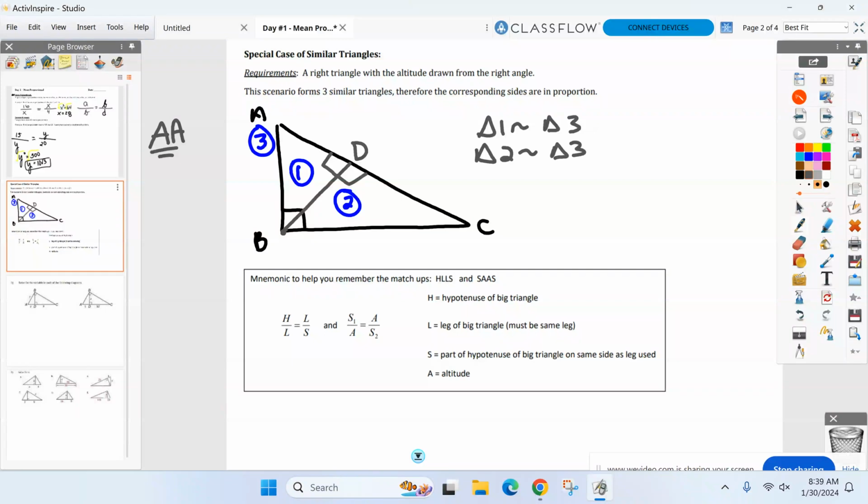Look at what we just wrote there. Triangle 1 similar to 3. 2 similar to 3. So what do you know about 1 and 2 then? They're similar because they're similar to the same triangle, 3. So what did we just discover? All 3 triangles are similar. Which leads me to our next point. If the triangles are similar, what do I know about their corresponding sides? They're in proportion, right?